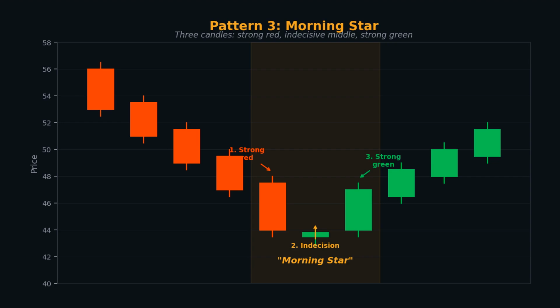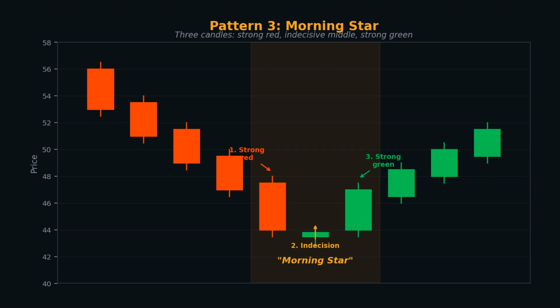Candle 2 is a small body candle. It can be red, green, or even a doji that gaps down or opens near the close of candle 1. This small candle is the key. It tells you the selling pressure has stalled. The sellers pushed down, but they couldn't follow through. It's a pause, a moment of indecision.